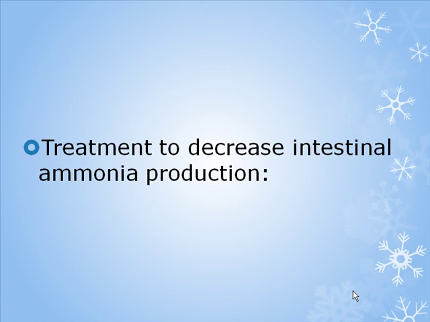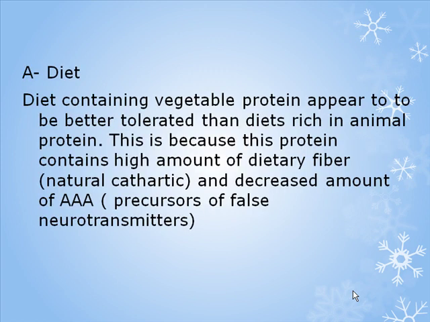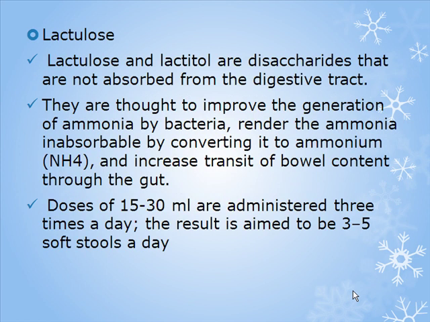We have two lines of treatment. First, treatment to decrease intestinal ammonia production, and we start with the diet, which was neglected in the past. But nowadays, a diet containing vegetable protein appears to be better tolerated than a diet rich in animal protein. This is because vegetable protein contains a high amount of dietary fiber, a natural cathartic, and a decreased amount of aromatic amino acids, which are the precursors of the false neurotransmitters.